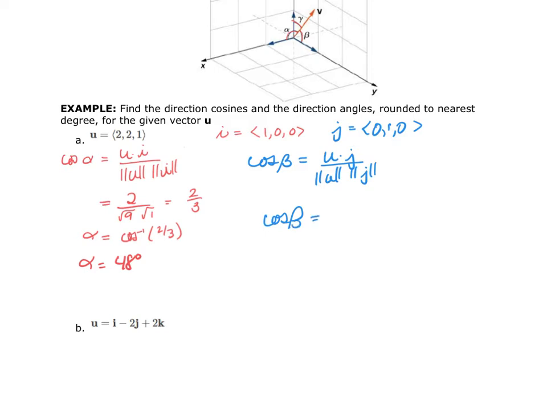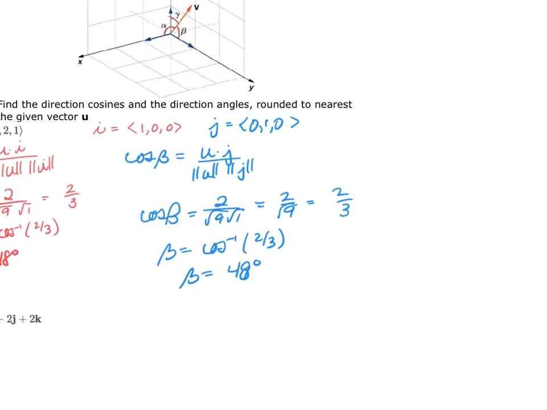My dot product in the numerator is going to be 2, because it's 0 multiplied by 2, 1 multiplied by 2, and 1 multiplied by 0. Then square root of 9, square root of 1. So I get 2 over square root of 9, so I get 2 over 3, which is the same thing as we had before. So beta is going to be the cosine inverse of 2 divided by 3. So beta is also 48 degrees.